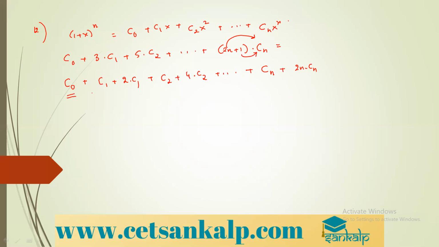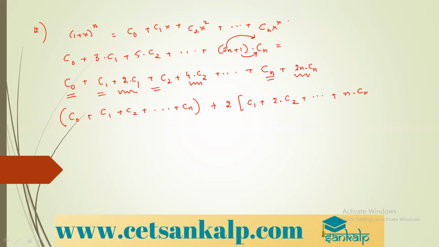I will separate it. 1 into Cn I am taking separately, 2n into Cn separately. Why? Because all these terms which I have taken 1, 1, I can make a group C0, C1, C2 up to Cn. And the remaining, I can take 2 common from them. So when I take 2 common, I will have C1 + 2·C2 and so on, in the end, n into Cn.